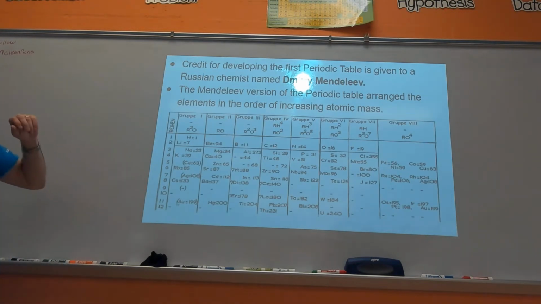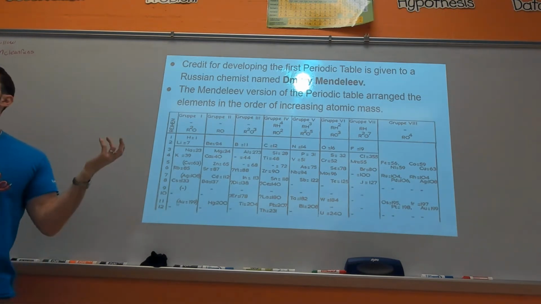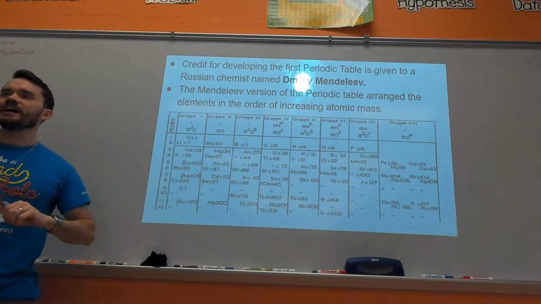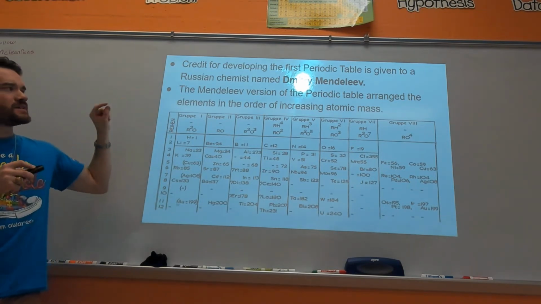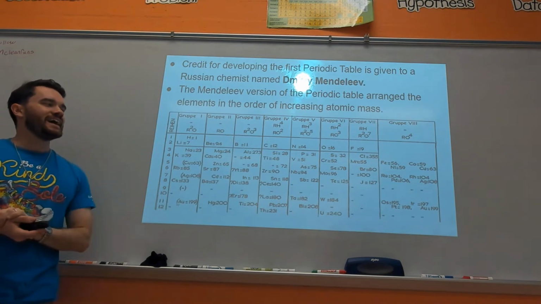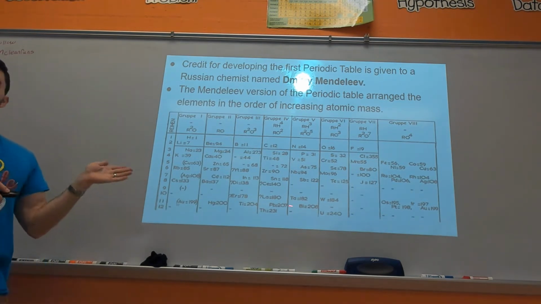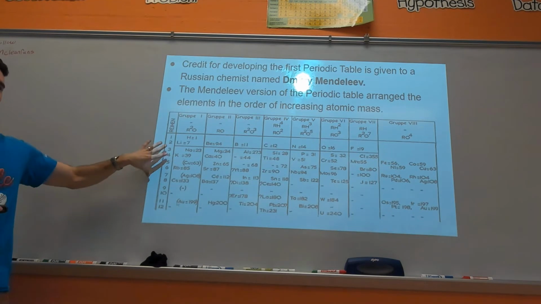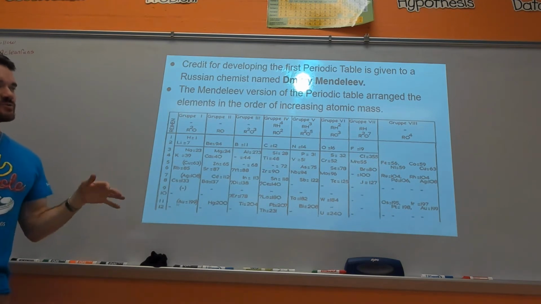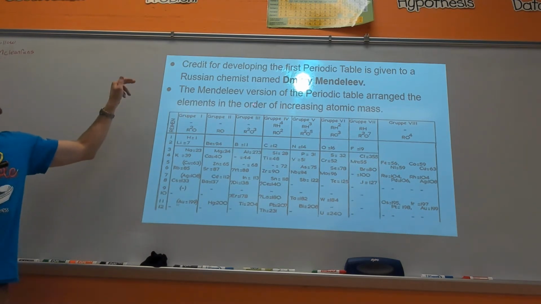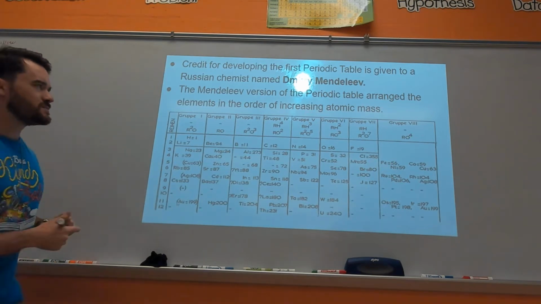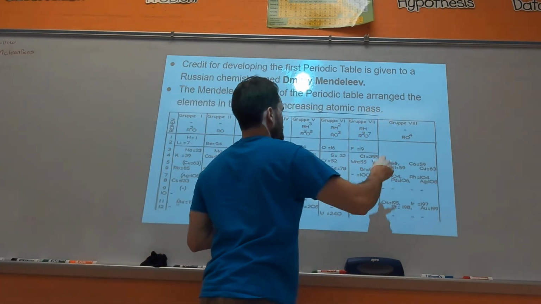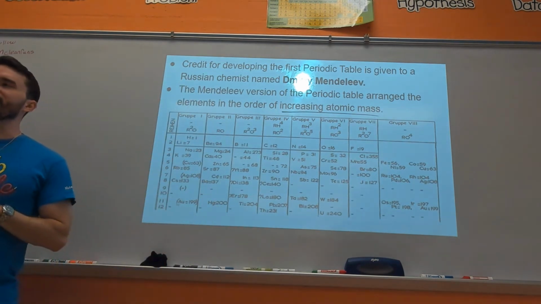All right, so the first person that we give credit for developing a rough idea of a periodic table was the Russian chemist Dmitry Mendeleev. And this was his actual periodic table, right here, which I think is kind of cool. He organized his periodic table by increasing atomic mass. So that's important. And that's not how we organize our periodic table.